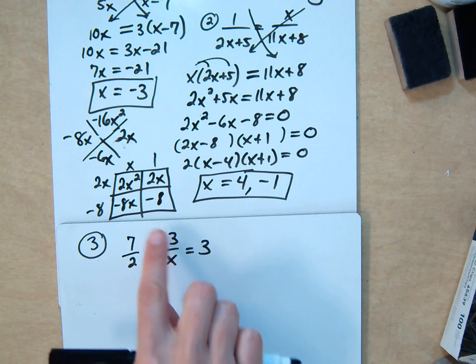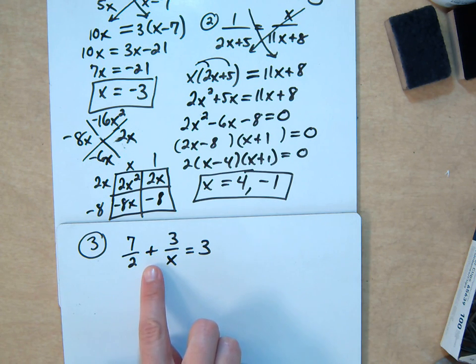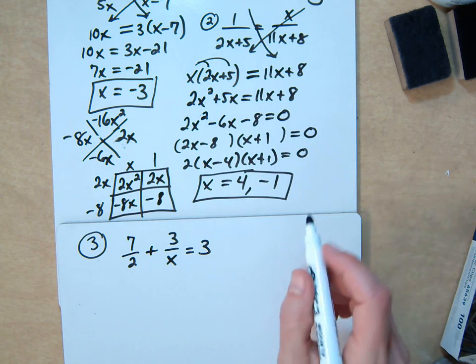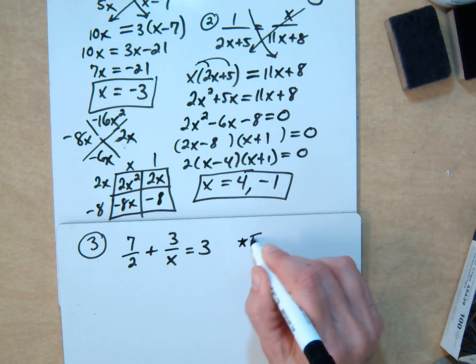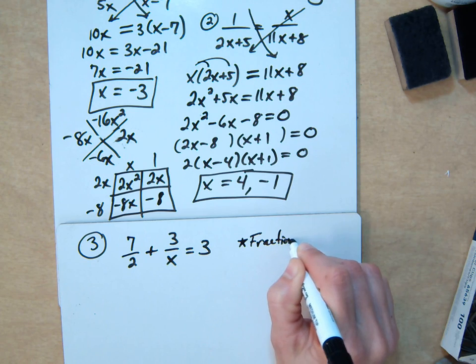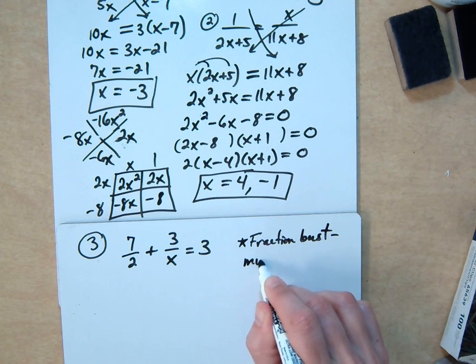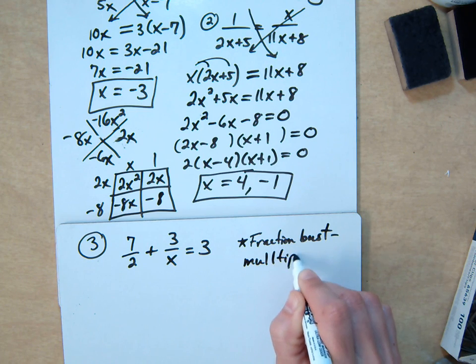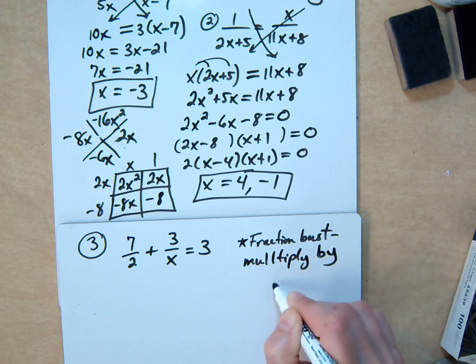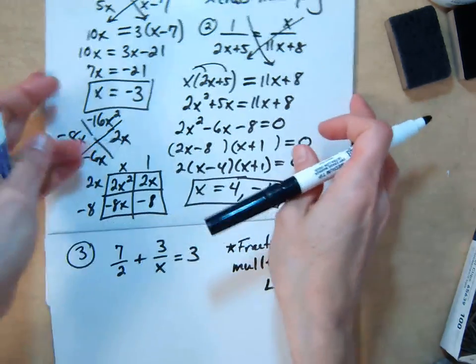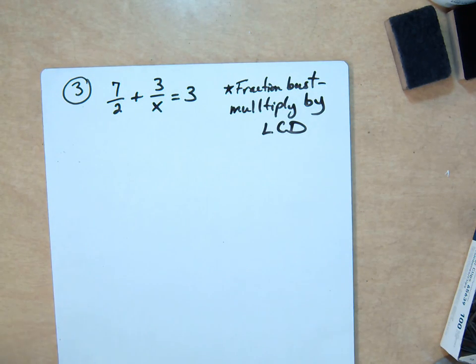Yeah, you have 2 terms over here that you're adding together equals that. So cross multiplying will not work. So what you do on these is you fraction bust. And that means multiply by the lowest common denominator and all your fractions will disappear. That is the easiest way to do these types of problems by far. That is the best trick, get rid of those fractions so you don't have to deal with them.